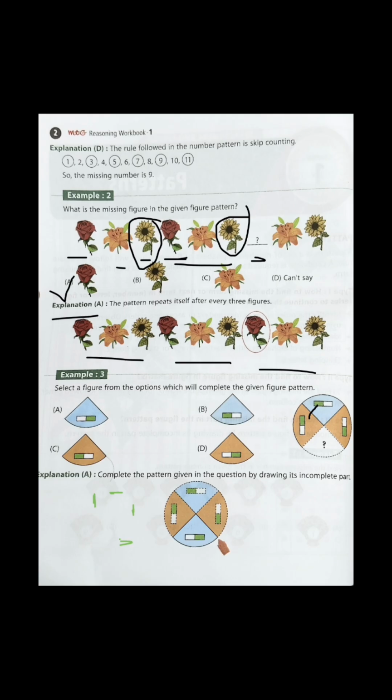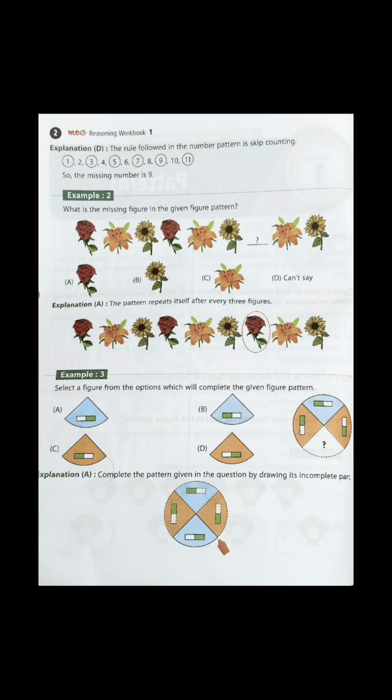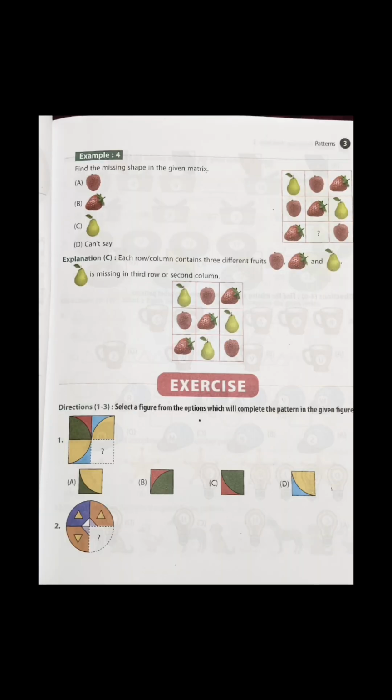Because if you see, they are at the opposite direction like this. So if the green is over here, then the other green will be here. So if this one is here, then the other one will be over here. So option number A is the correct answer. Now let's go to the next question. So here's example 4. Find the missing shape in the given matrix.